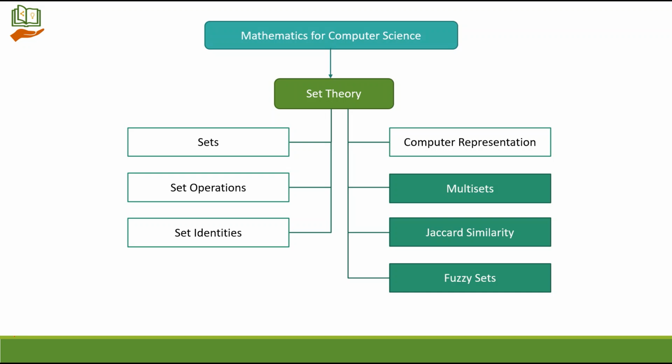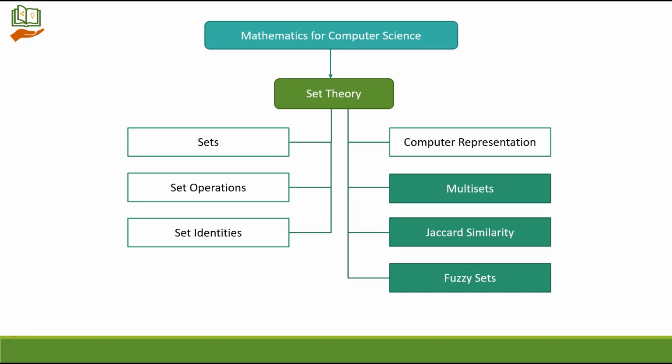In this video, we are going to discuss a few topics that were added to the set theory concept in some latest discrete mathematics books. We will be discussing multisets and fuzzy sets and also a concept called Jaccard Similarity. In artificial intelligence, we will need fuzzy logic. So for that, we obviously need the concept called fuzzy sets.